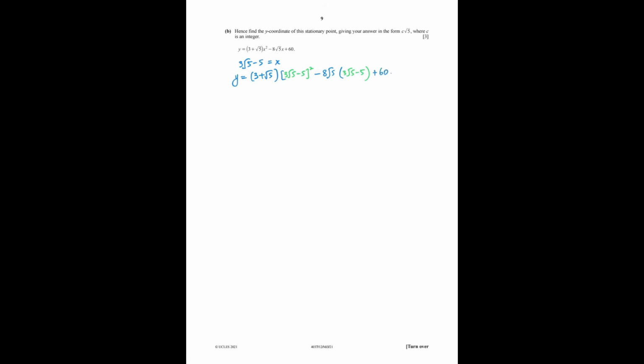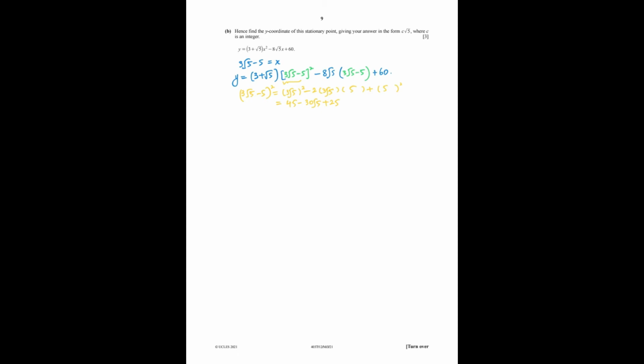We need to simplify the equation. Firstly I will start solving the identity part separately. So it's (3√5 − 5) with the whole square. The identity we have is a² − 2ab + b². The value for a is 3√5 and the value for b is 5, right? So 3 squared is 9, 5s are 45, minus 2 3s are 6, 5s are 30√5, plus 5 squared is 25.